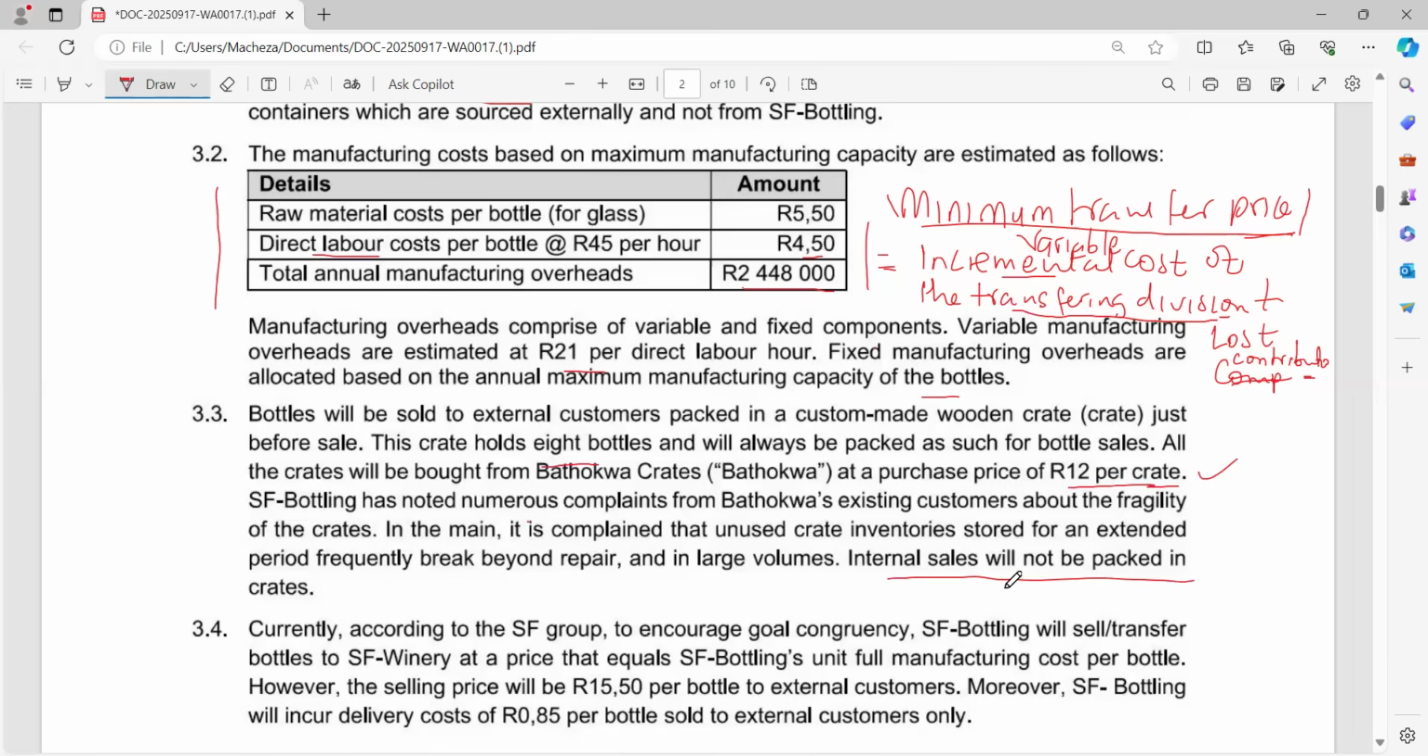Right? So if we are not packing, then it means the minimum transfer price should not include the crate price. I think we are correct there. So this 12 rand per crate is not going to be part of the minimum transfer price. Right, then let's look at 3.4.